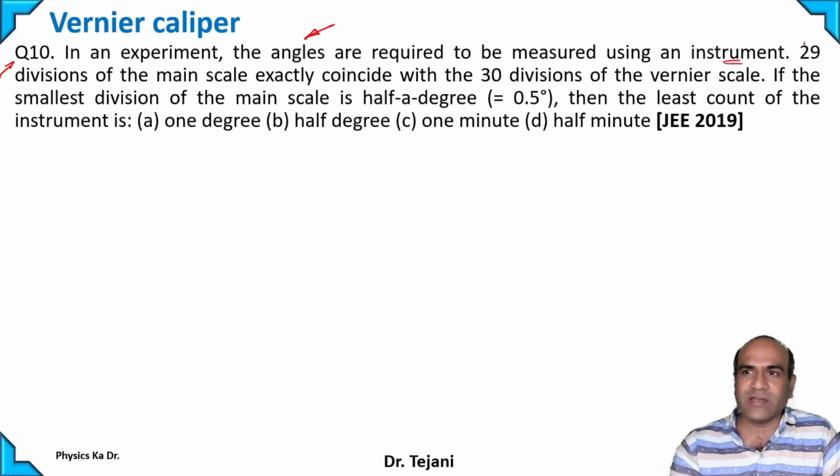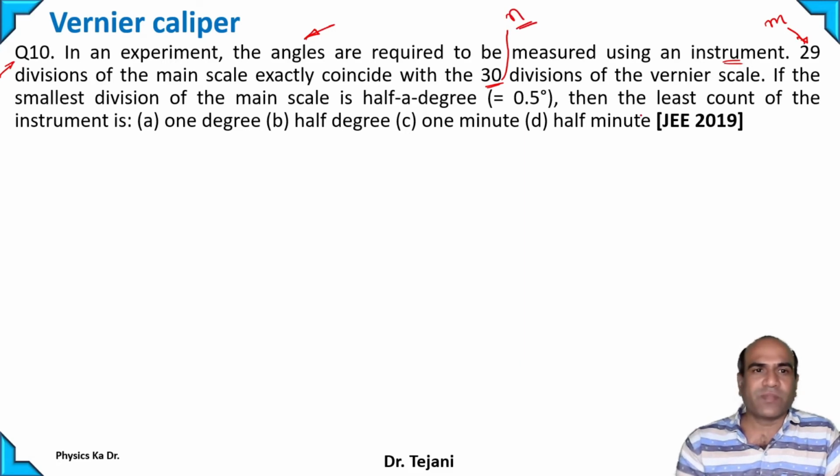Then it is given that 29 divisions of the main scale, so that becomes m, exactly coincide with 30 divisions of the Vernier scale, that we know is n. If the smallest division of the main scale is given, then the least count of the instrument is 1 degree, half degree, 1 minute, or half minute. JEE 2019, the question was asked.